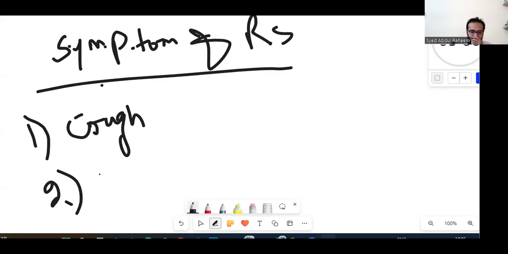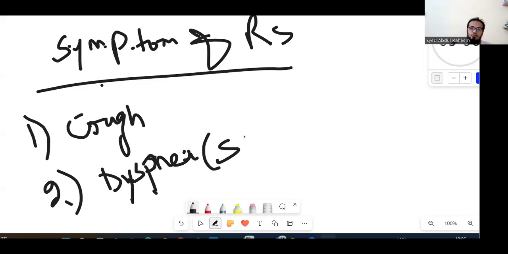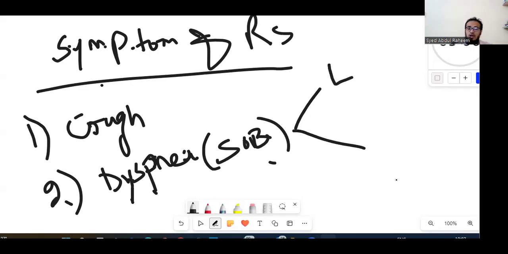dyspnea. We also call it SOB, shortness of breath. The first symptom is cough and the second symptom is dyspnea. Dyspnea we call difficulty in breathing or shortness of breath. Here, dyspnea may be due to two things: one is from the lungs or from the heart.